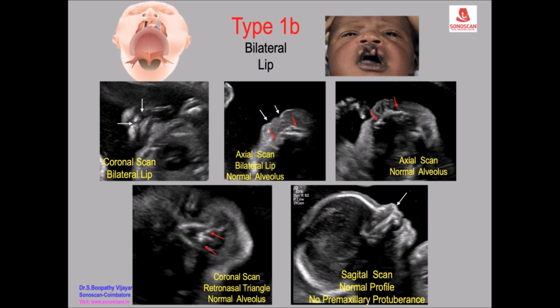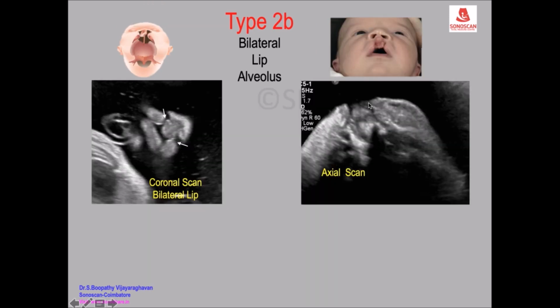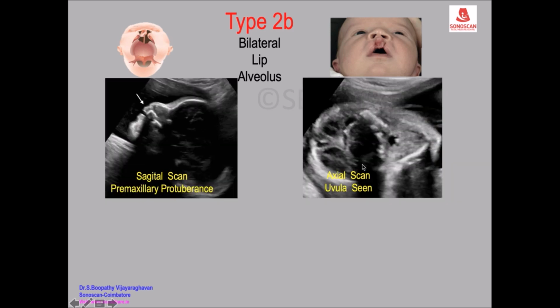So this is 1B, B is bilateral, 1 is lip. So bilateral, that is the upper lip, you see the bilateral cleft of the lip, as well as the bilateral cleft of the alveolus also. So when there is a bilateral cleft of the alveolus, this part of the alveolus is free, there is no support. Third segment, we have to show it is normal.